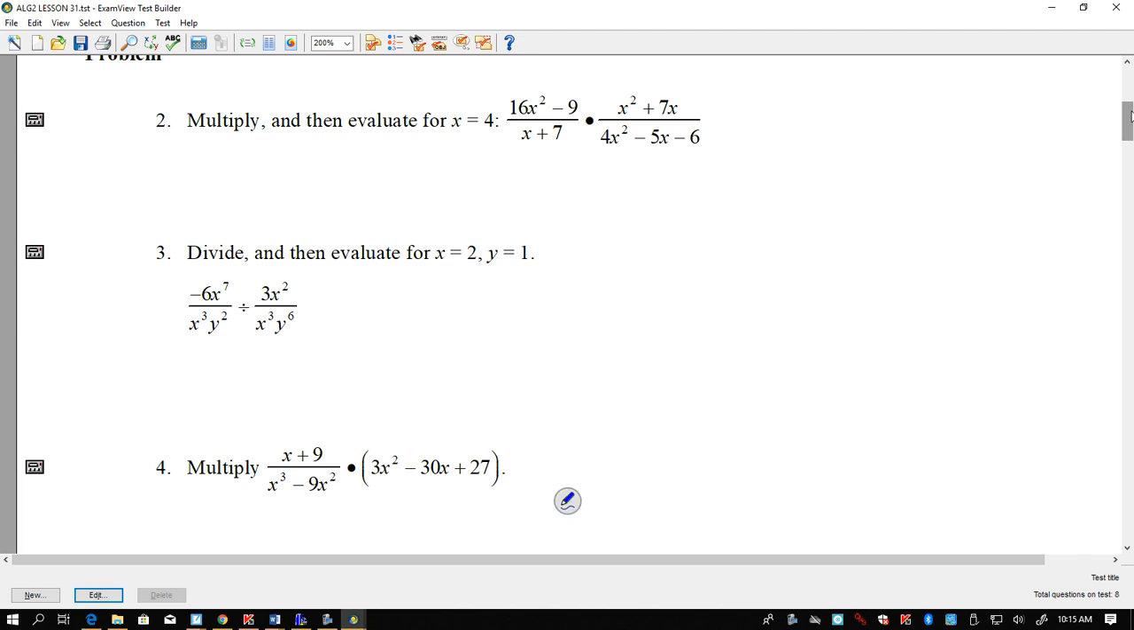Will the denominator for that reduce? No, it's just x plus 7. Okay. And then what about x squared plus 7x? Anything I can take out of that? Take out an x, and what's that going to leave me with? X plus 7. Okay, and then down below, this one can be a little trickier, right?